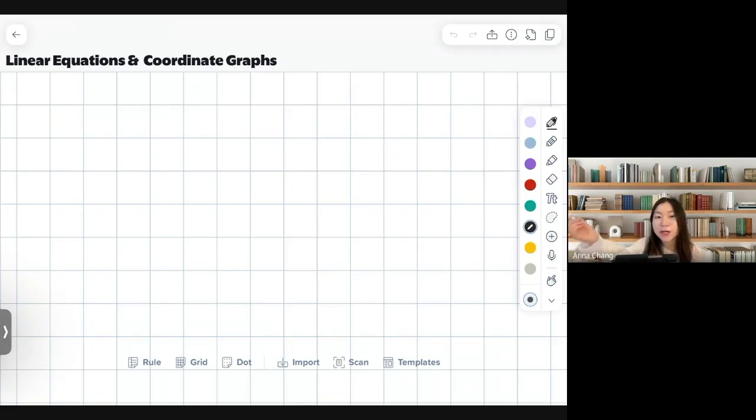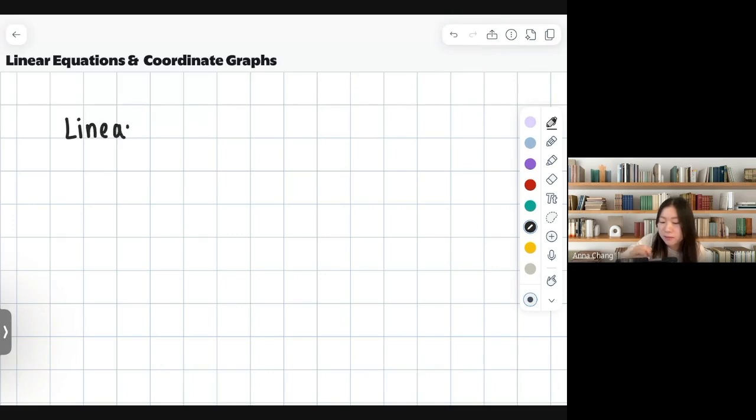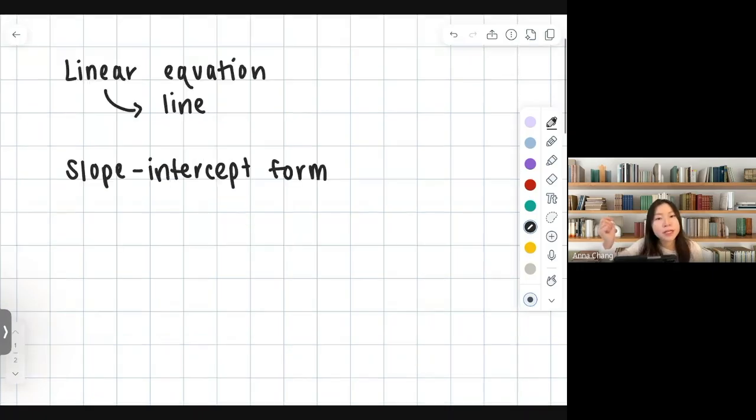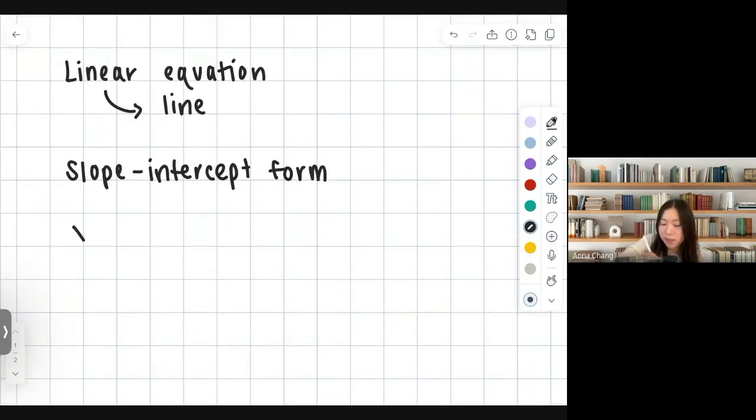A linear equation is an equation whose graph forms a straight line. Linear means line. One of the most common forms is called slope-intercept form. This is typically written as y equals mx plus b. There are a lot of different variables here, so let me walk you through what these represent.